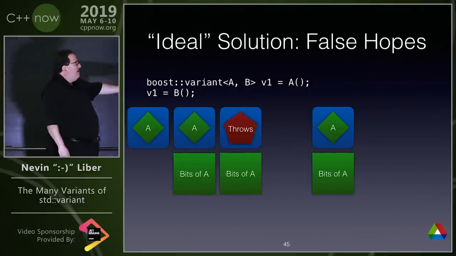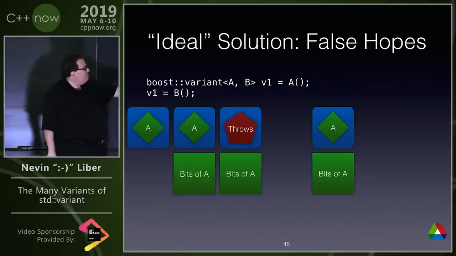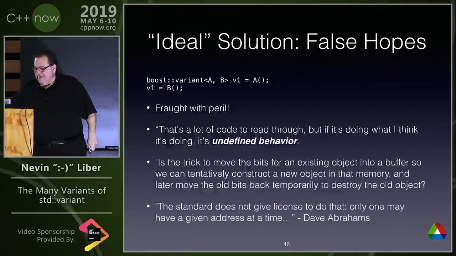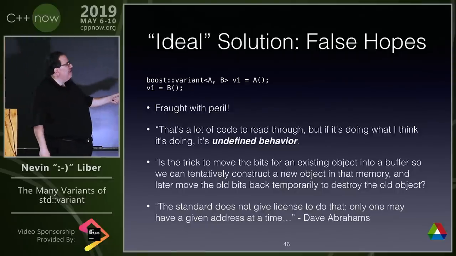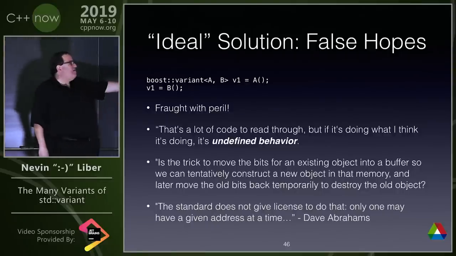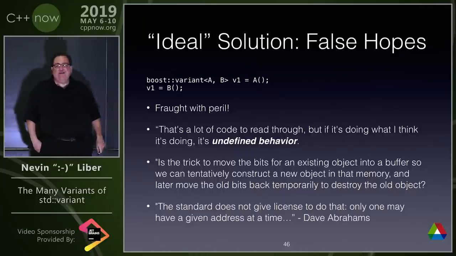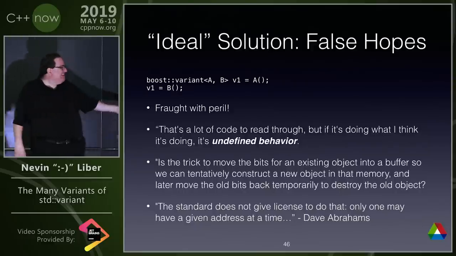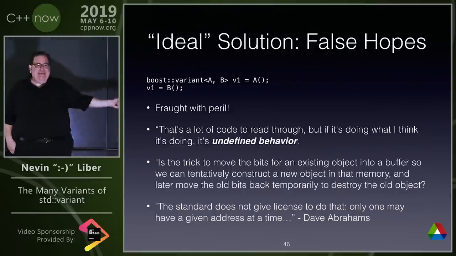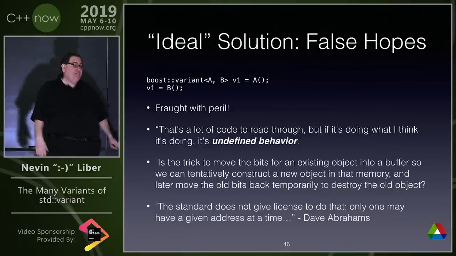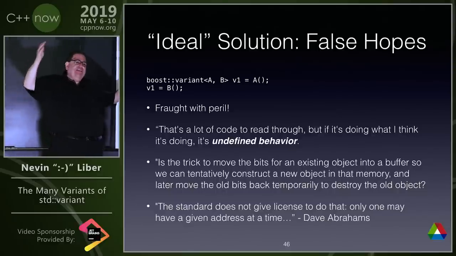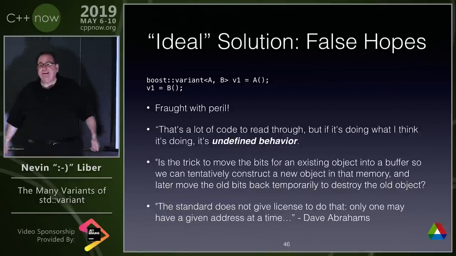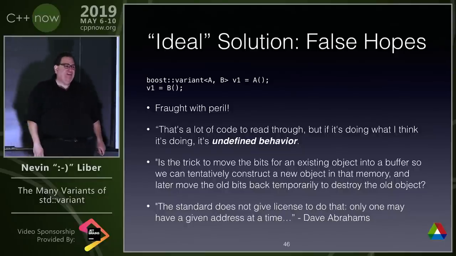What happens if it fails, right? You want to construct B, B throws. That's okay, just memcopy all the bits back, you have A back, no problems. This is fraught with peril. Dave Abrahams goes like, yeah, this is undefined behavior. Although, in theory, a language version could bless this kind of behavior. Basically, you just can't memcopy things because you're playing with lifetimes. And even if the language solves this problem and says, yes, this is okay to do in this one circumstance for, say, a language variant, it's still an awful lot of work. Your variant is going to be slow.